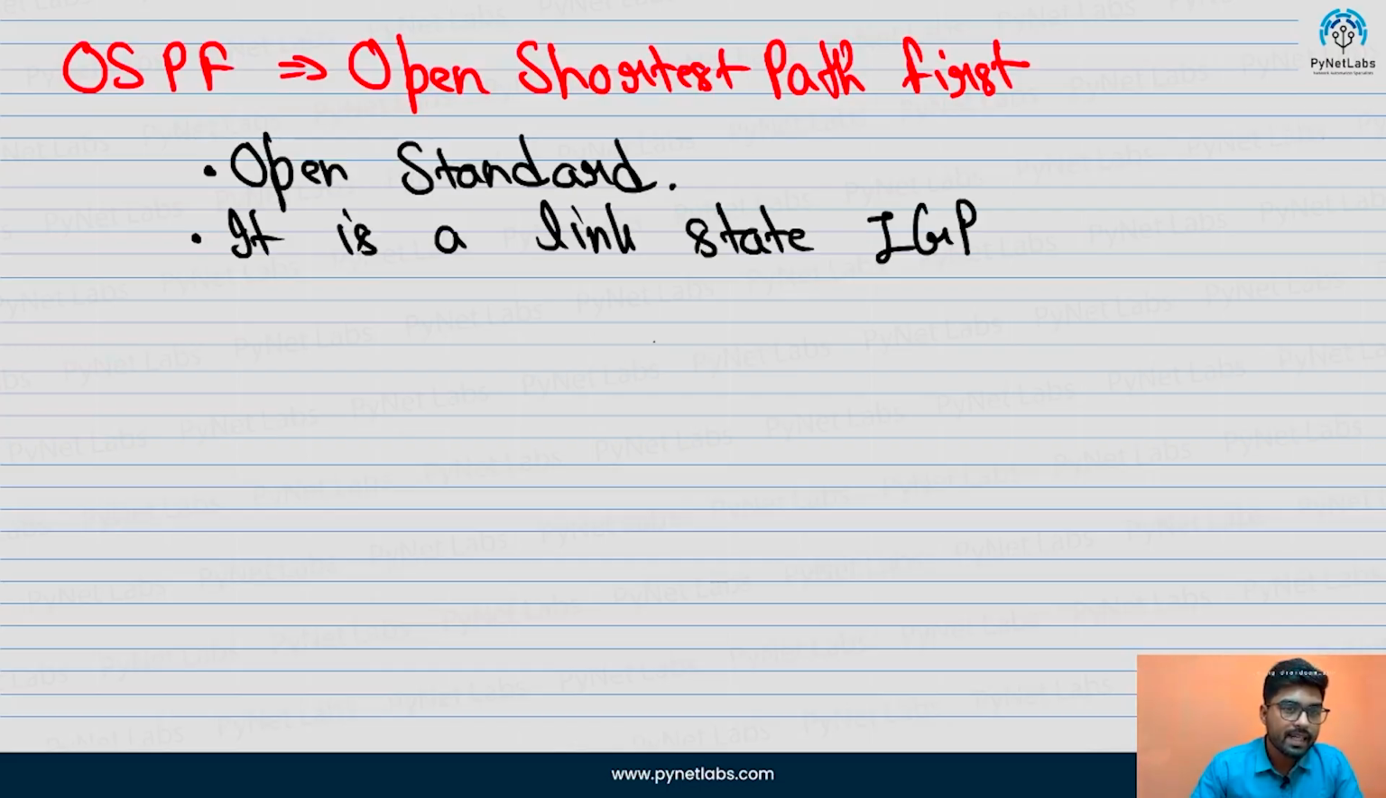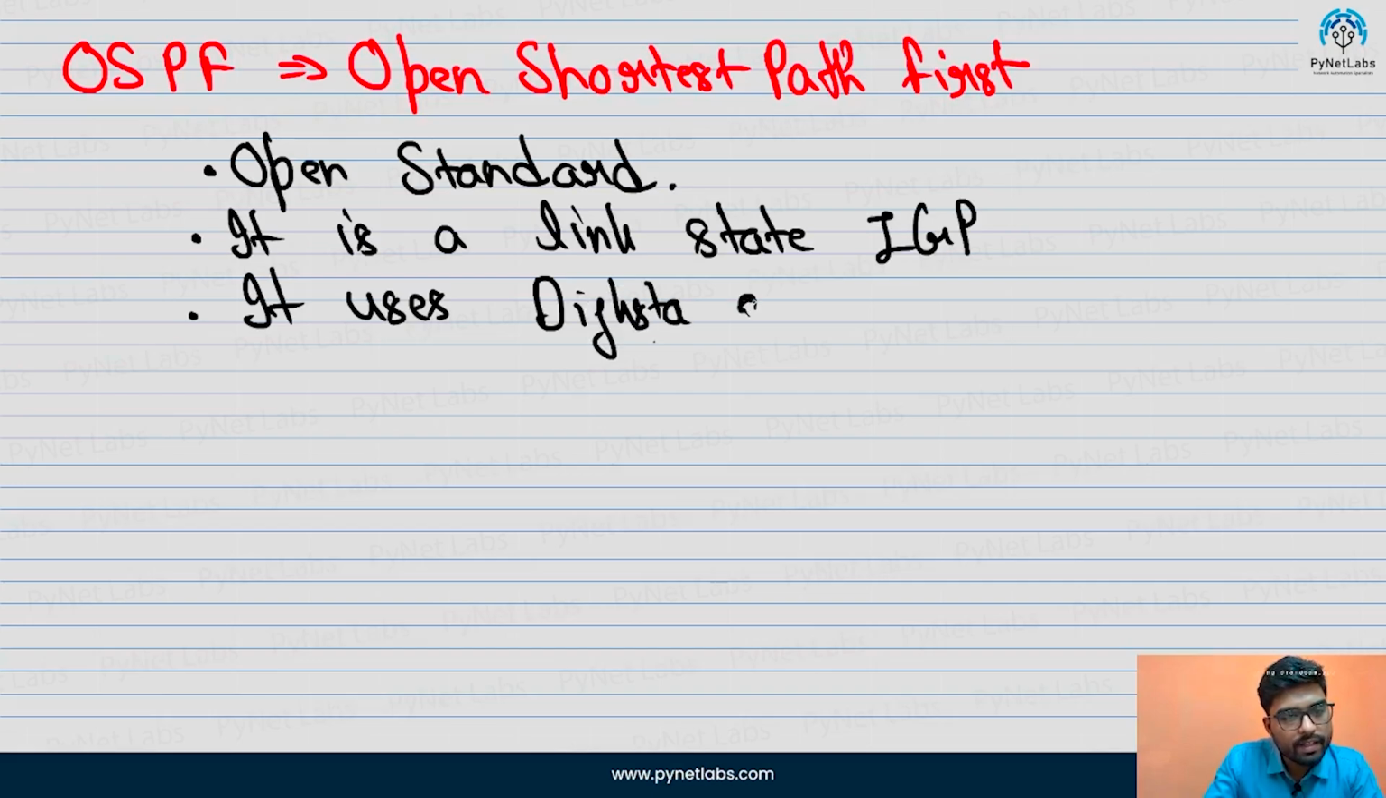As I said, it is a link state routing protocol, and link state routing protocols use one algorithm which is known as Dijkstra. So it also uses this Dijkstra algorithm to find the best path between the source and the destination. As you know, it also finds the shortest path between the source and the destination.